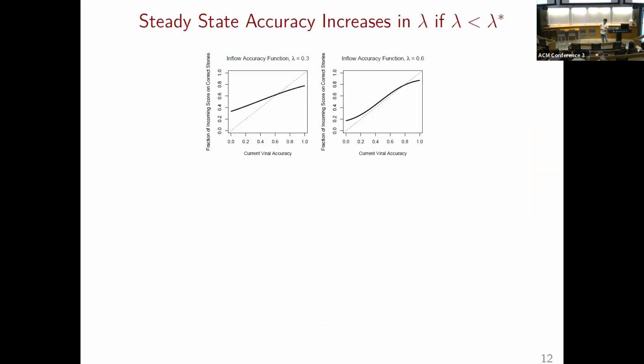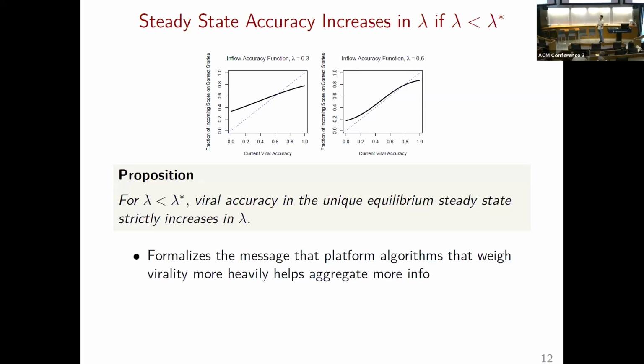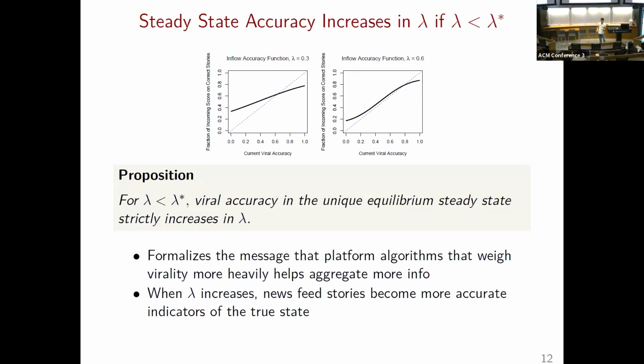Let me quickly spend my last 45 seconds telling you about the other half of the trade-off that I told you about, which is that increasing lambda can help the stories you see aggregate more information. And one version of this is if we're below the critical threshold, then higher lambda is better. So as we increase lambda, the steady state in the top right moves up. So what this is saying is for lambda below the critical threshold, when we don't have misleading steady states, showing more viral content makes the information people see more accurate. So this is formalizing the message that platform algorithms that weigh virality more heavily can help aggregate more information.